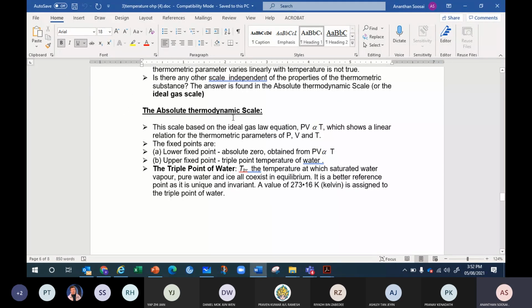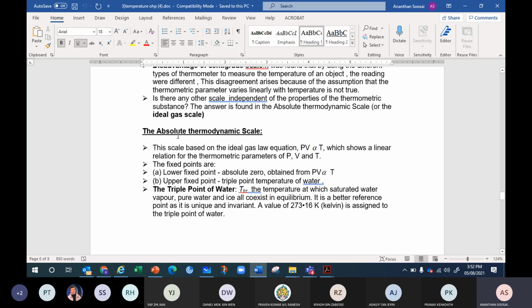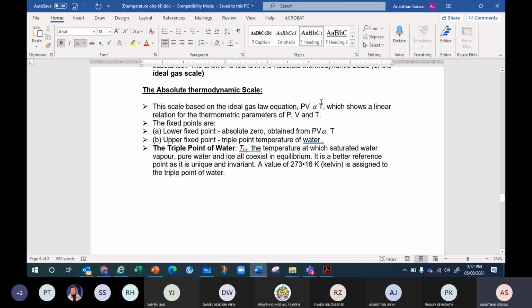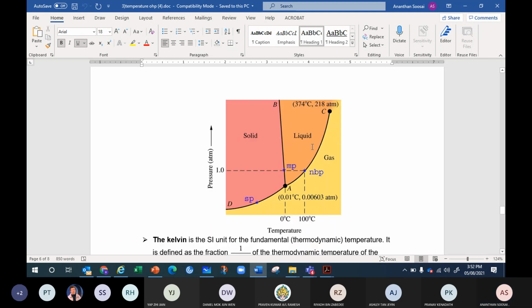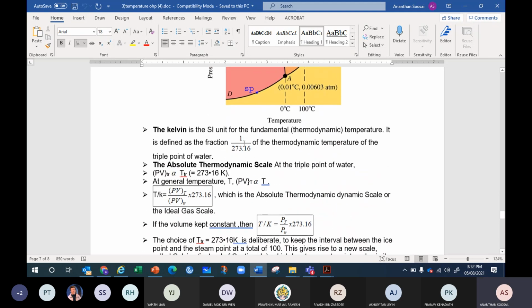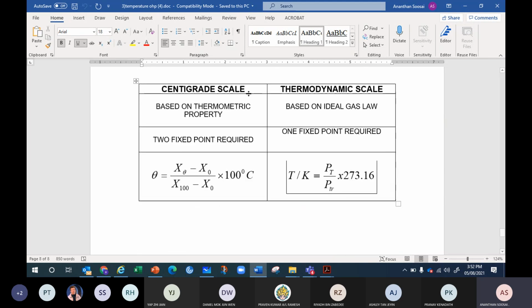So we learned about the absolute thermodynamic scale and the disadvantage of the centigrade scale. The absolute thermodynamic scale is introduced: PV proportional to T. It has a lower point, absolute zero, and an upper point, the triple point of water. What is the triple point of water? Water coexists in three phases at that temperature, which happens at 273.16 Kelvin. So this is the graph in Kelvin.